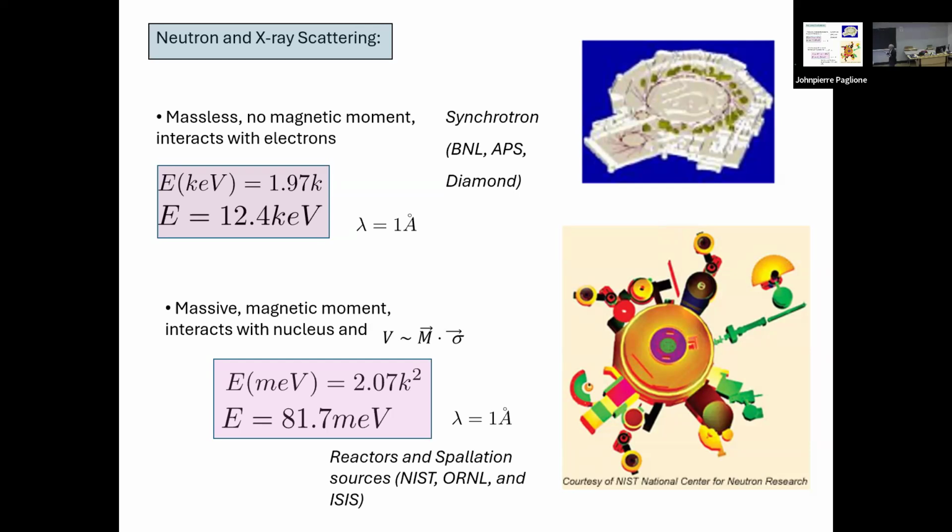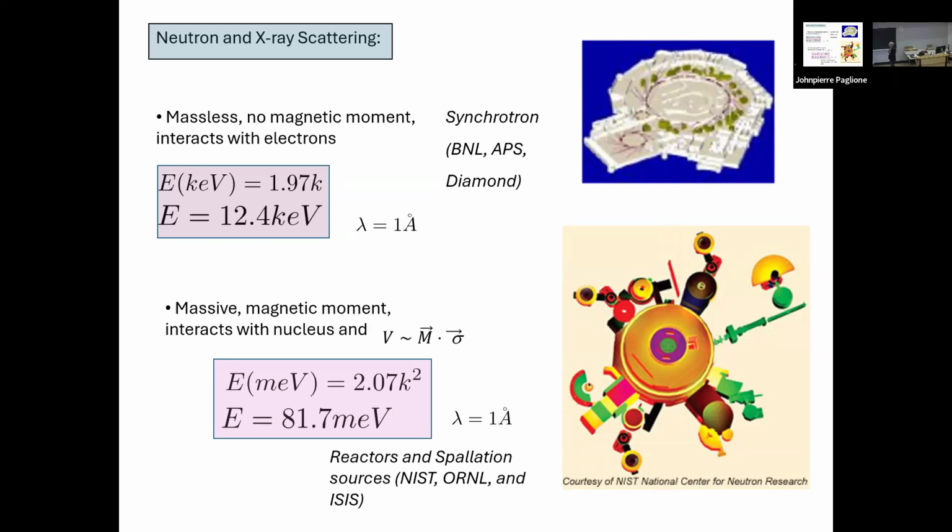Now, with neutrons, on the other hand, like you'll see at the NCNR, first of all, neutrons are massive. They come with a spin, so they have a magnetic moment, and therefore they interact with the magnetic moment of a material by a potential that looks something like this, m being the magnetic moment in your sample, and sigma being the spin of the neutron. Okay, now, if we take a wavelength of a neutron, because it's massive, and convert that into energy, we take our favorite 1 angstrom, we come up with a much smaller energy scale, about 80 millivolts.